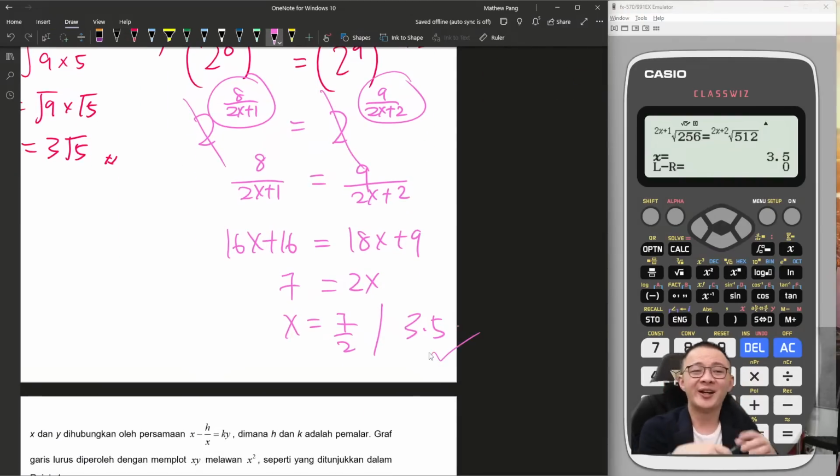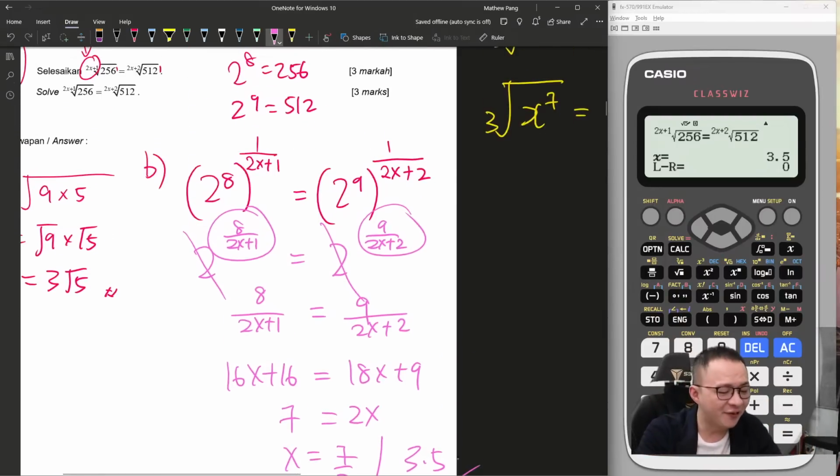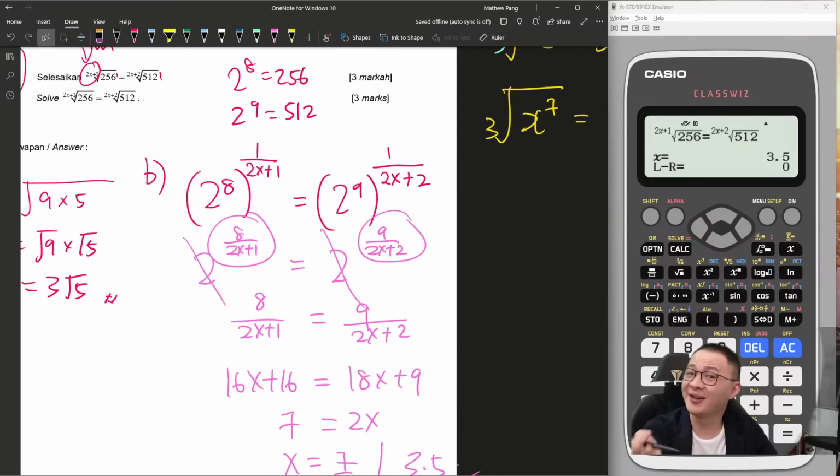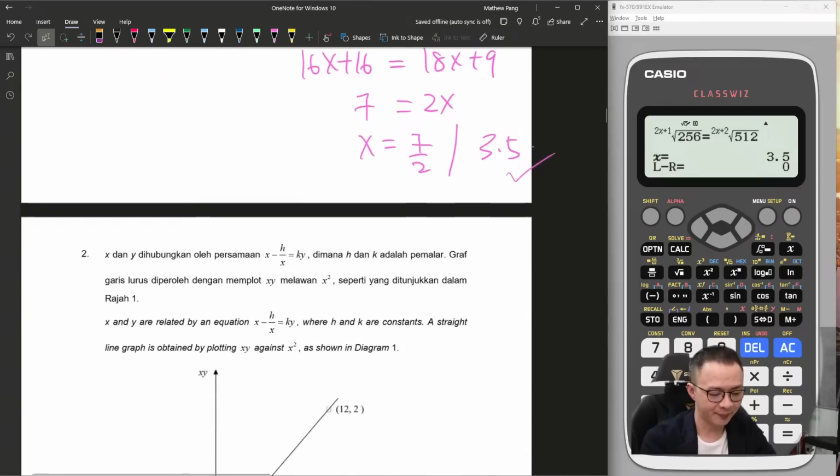So whenever possible, I always ask my students to try to use a calculator to check for your answer. There's no way you make a careless mistake if you can use the calculator to check for your answer. Okay? But very important, you want to ensure left hand side minus right hand side is equal to 0. L minus R is 0. If you get L minus R equals to some number that is not 0, then the answer you cannot take. Okay? This is something very crucial.